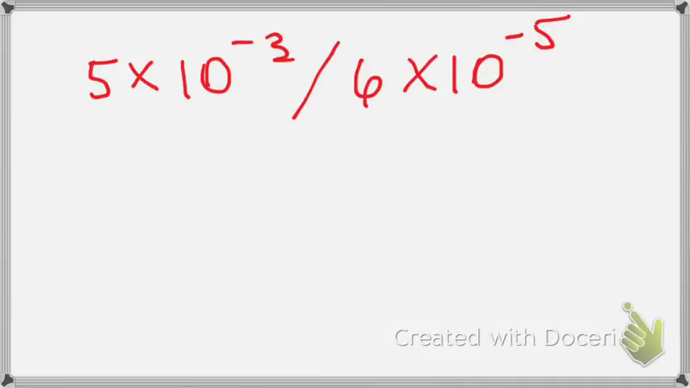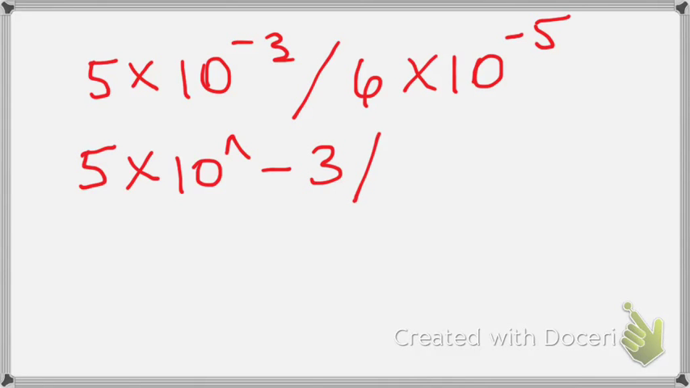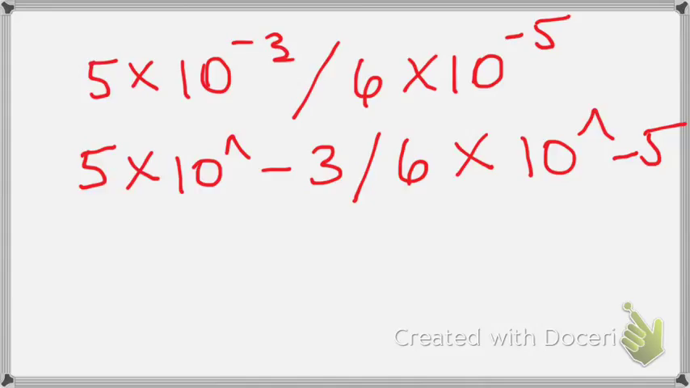Okay, this will work as an example. On this problem here, I want to do 5 times 10 to the negative third divided by 6 times 10 to the negative fifth. If you put it in your calculator as follows, you do 5 times 10 caret negative 3 divided by 6 times 10 caret negative 5. You actually do have a problem and you will get the wrong answer. The reason you will get a wrong answer has to do with right in here.